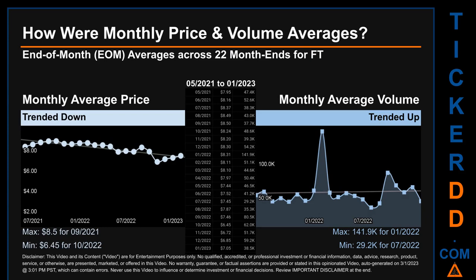How were price and volume averages for FT? Across 447 trading days, there were a total of 22 month ends, of which monthly averages for daily price and volume were calculated. Overall, monthly price average trended down while monthly volume average trended up. The maximum end-of-month average price was $8.50 for 09/2021 while the minimum was $6.45 for 10/2020. Looking at volume, 01/2022 and 07/2022 respectively saw the highest and lowest monthly average volume at 141.9 thousand and 29.2 thousand.